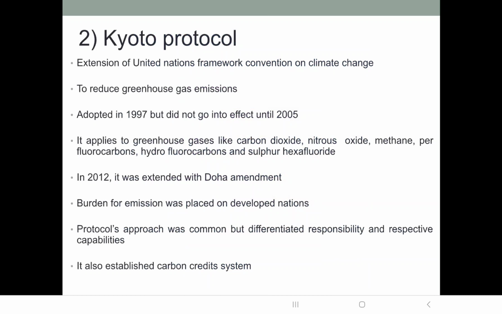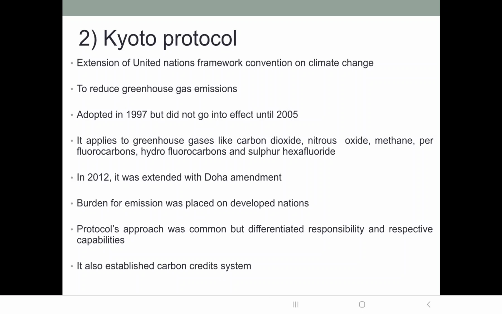Kyoto Protocol is an extension of the United Nations Framework Convention on Climate Change, UNFCCC. We have discussed this before. Now, the United Nations Framework Convention was initially committed to reducing greenhouse gas emissions. The Kyoto Protocol is nothing but the extension of this goal.